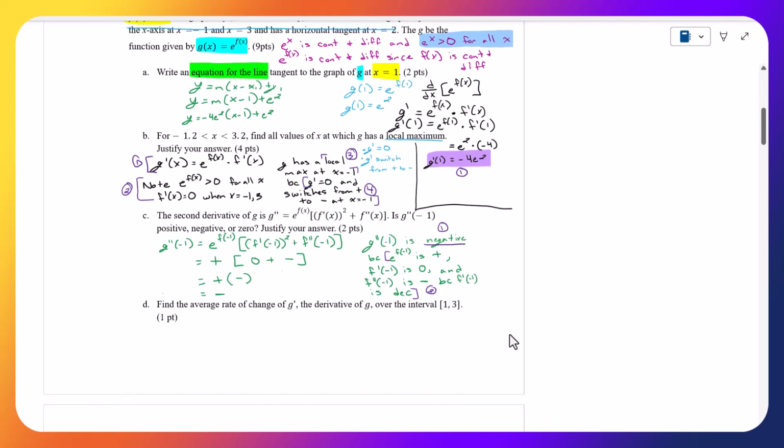Okay, finally, last piece. Average rate of change of g prime, the derivative of g over the interval 1 to 3. Well, average rate of change is really straightforward. G prime, I'm sorry, this is supposed to be an F. That's why I changed it. We couldn't do it unless we changed it to an F.